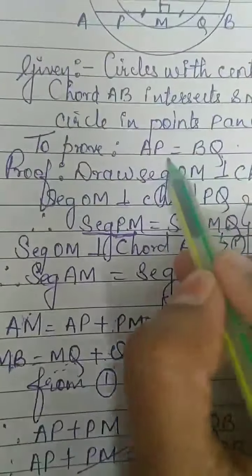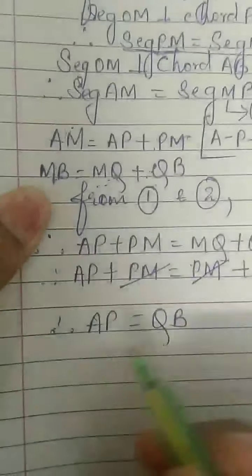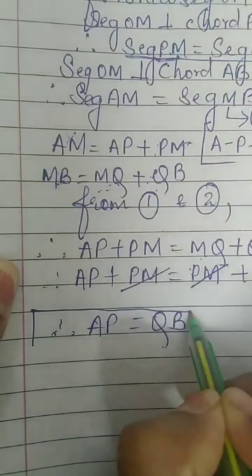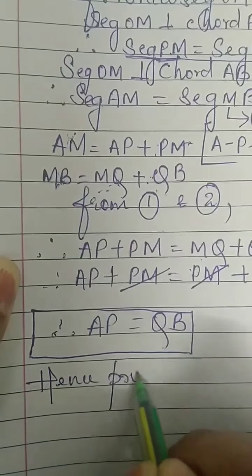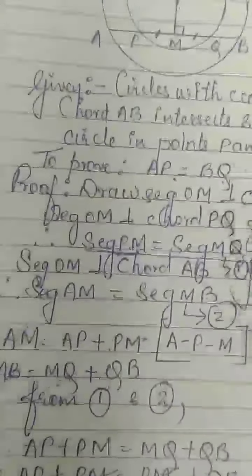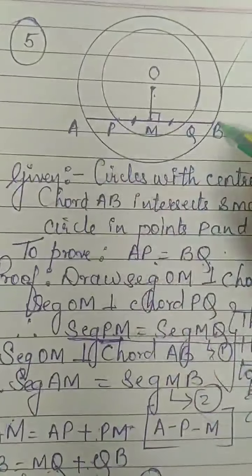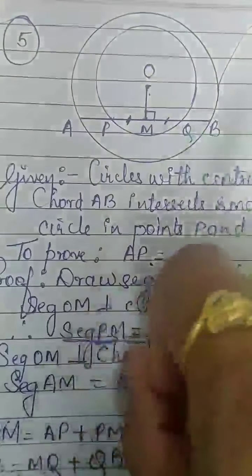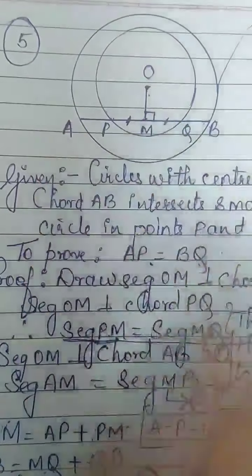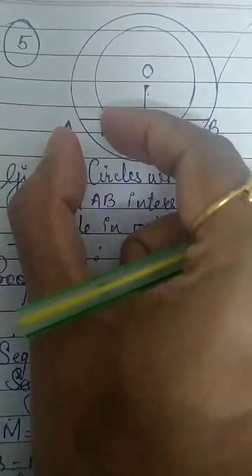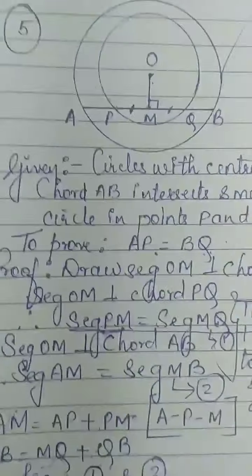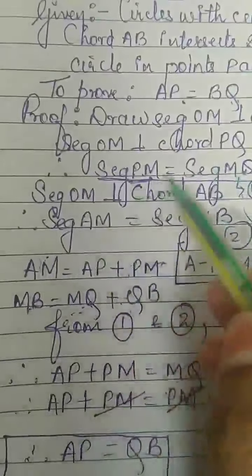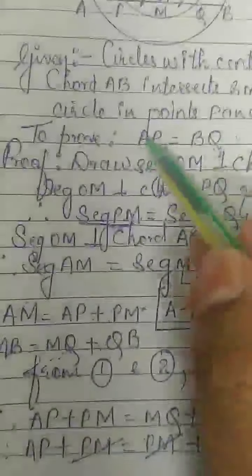What we want to prove? AP is equal to QB or BQ. The same thing we got. Hence proved. So this sum, how did we solve? We solved by using the property perpendicular from the center to the chord bisects the chord. And we took a very important property, that is betweenness property. AM is equal to AP plus PM. BM is equal to BQ plus QM. Then we have to look up with all these things. You have to use these things that you got, and then adjust and get the proof.